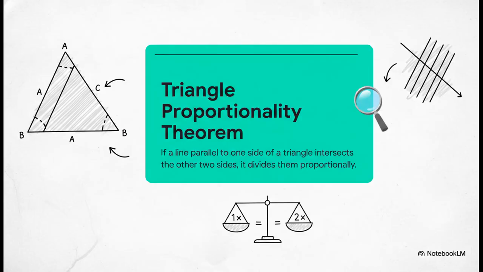Well, the solution lies in this powerful rule, the triangle proportionality theorem. All it says is that when a parallel line cuts through a triangle like this, it divides the sides into pieces that have the exact same ratio. And that means we can set up a really simple equation to find our missing piece.